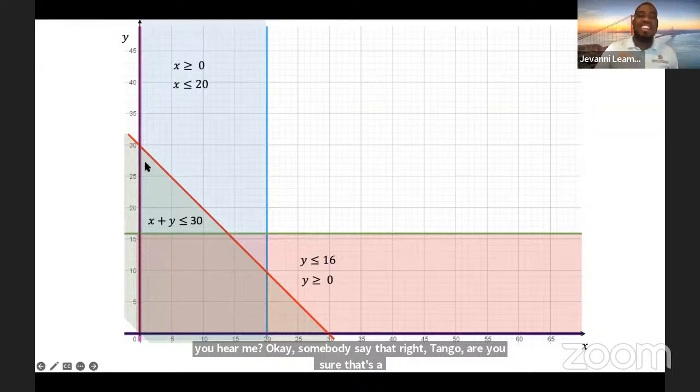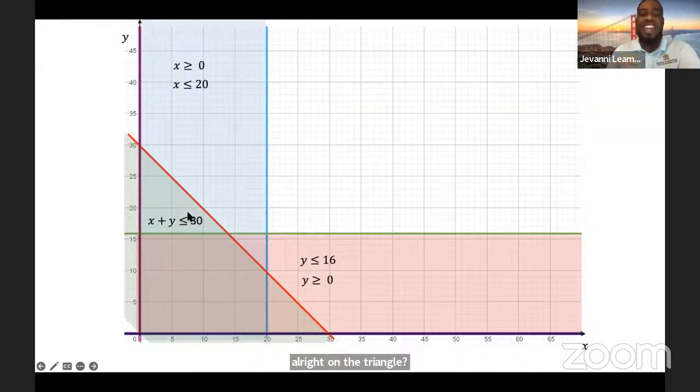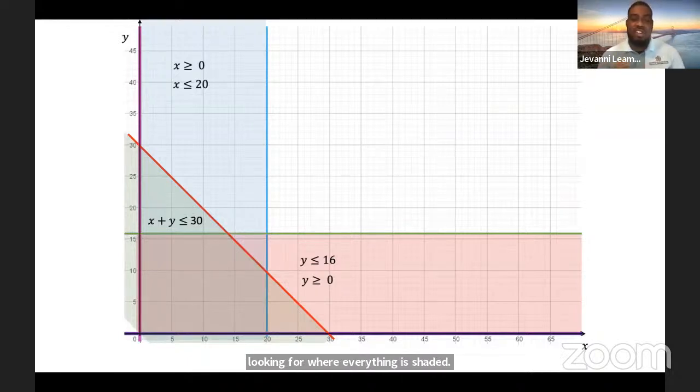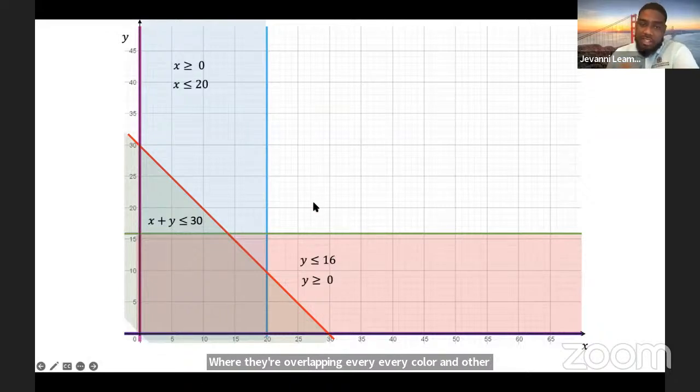You are looking at the entire thing, which is below R. I am looking for where everything is shaded, where they're overlapping. Every color, all of the colors are overlapping. Are you seeing anything? If you're not, we're going to zoom in a bit.